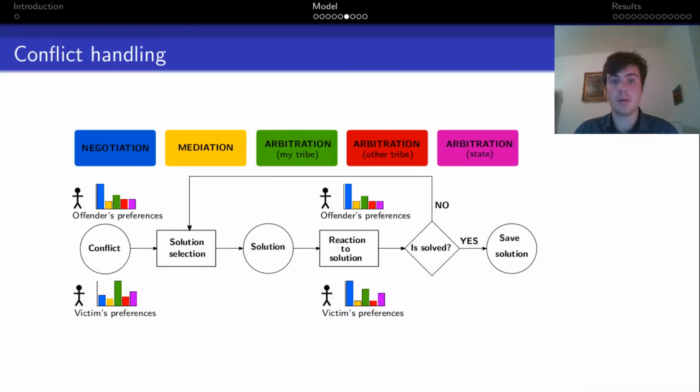The probability of committing a crime is given by the parameters of the person using real-life statistics. Assume there is a conflict between offender and victim. They both have preferences for possible solutions. Based on these preferences, we select a solution. Then we evaluate the probability of success, and according to this result, we change the preferences of the offender and the victim. If it's solved, we continue. If it's not solved, then we repeat this process, but now the selection is based on the new preferences.